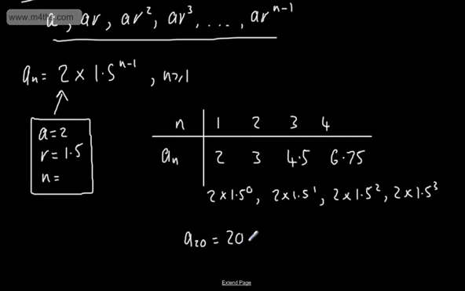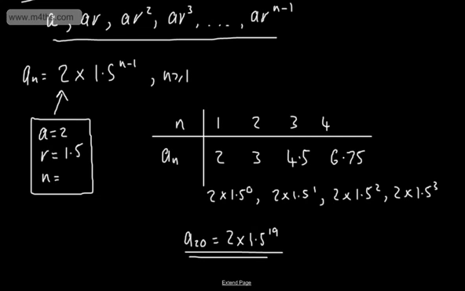would be 2 multiplied by 1.5 to the power of 19. So 2 times 1.5 to the power of 20 minus 1, which is 19. So we could generate that term now in the sequence.